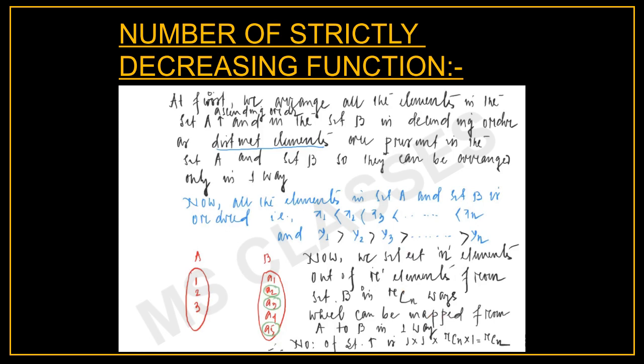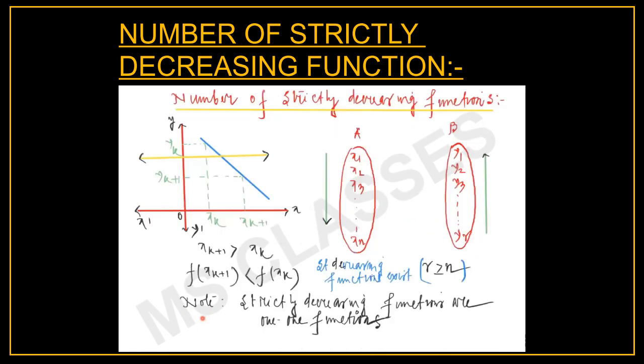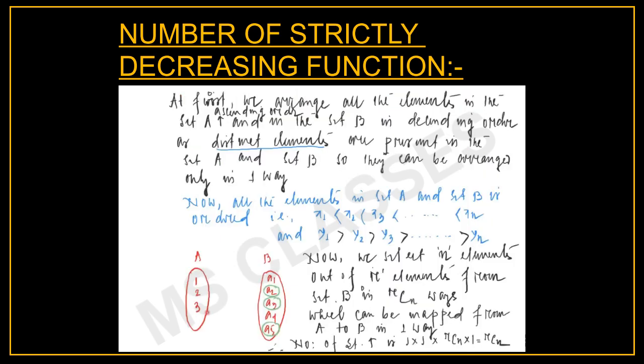For example, here 1, 2, 3. Suppose we are in descending order, that is a1 is the largest, and then a2, then a3, then a4, then a5 in magnitude. And here x1, x2, x3, their magnitude is increasing. So as per the condition for decreasing, if the input is least, we should have the maximum output. So for 1, we have only one option. This is how we get the number of strictly decreasing functions.